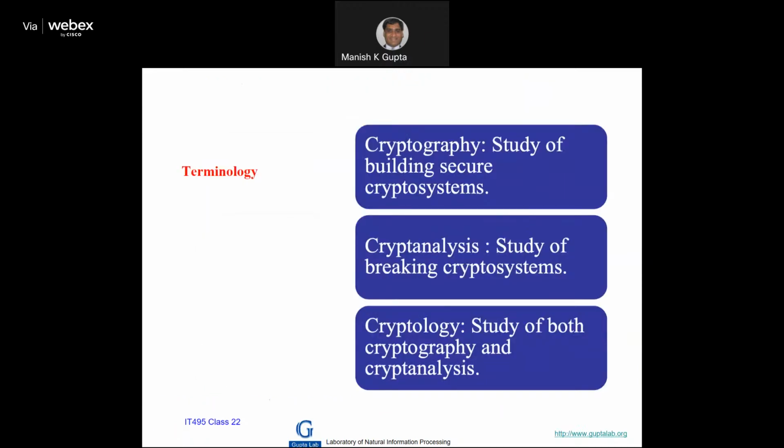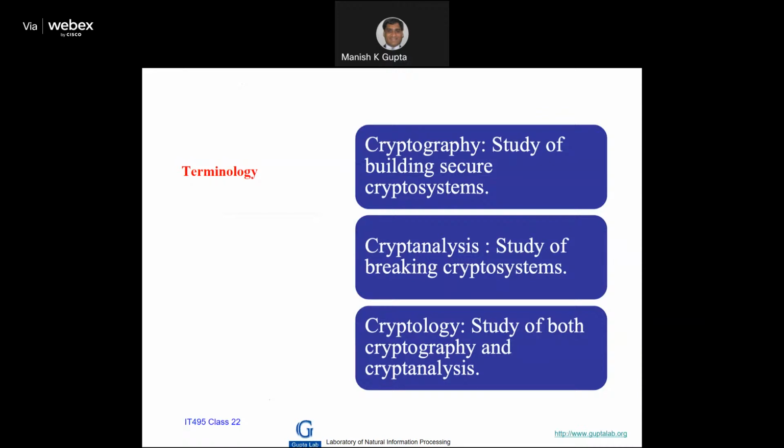Now, cryptography: there are three kinds of terminology. Cryptography is the study of building secure crypto systems, right? Second, cryptanalysis, the study of breaking crypto systems. This is very, very important. And cryptology, the study of both cryptography and cryptanalysis. That is what the branch is known as, cryptology, right? So these are the three basic things.